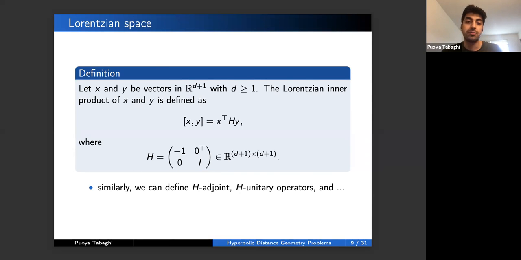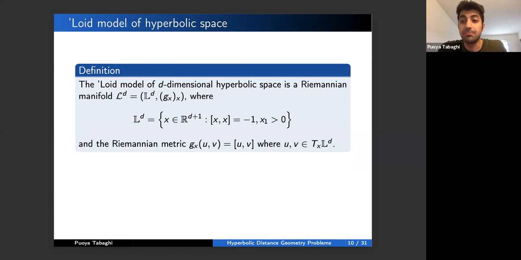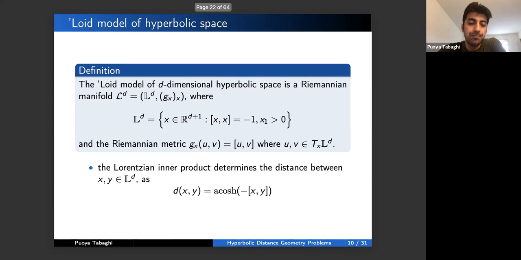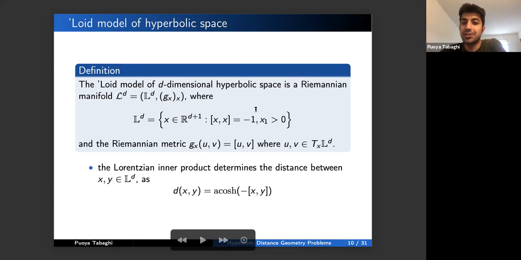Okay, so this is the definition of the Lorentzian inner product. Now we get to the definition of the Loid model. The Loid model is a d-dimensional manifold. Its domain is a subset of R^(d+1), those points whose inner product with themselves is -1, again, this is a Lorentzian inner product, and the first element must be positive. So the domain is fully characterized by this Lorentzian inner product. And the Riemannian metric there is constant for any base point that you choose, and again is defined by the inner product between these tangent vectors. Basically, the Riemannian metric, for anybody who is not familiar, is a generalization of the inner product for manifolds. Okay, so the manifold is fully characterized by this Lorentzian inner product.